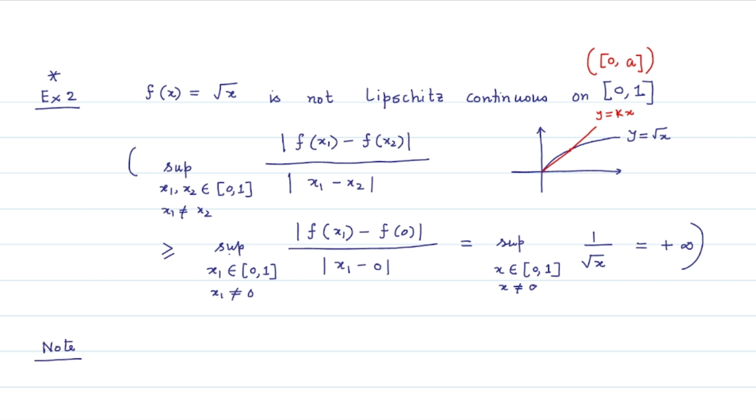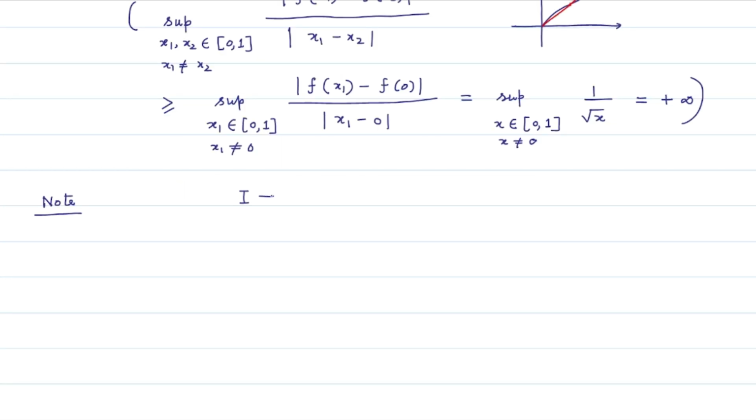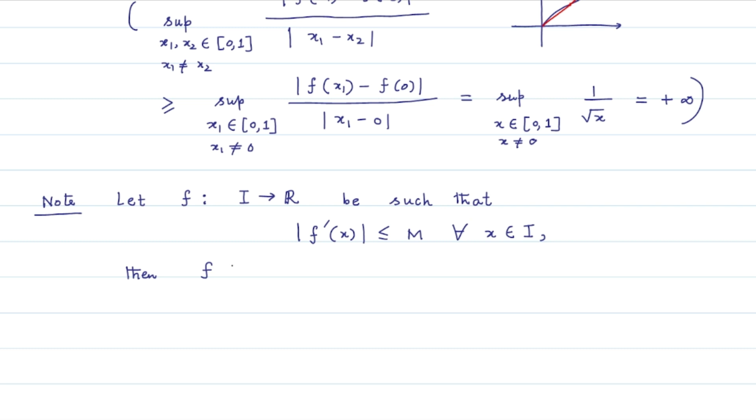Now we see that Lipschitz continuity of a function of one variable is broadly related to whether the supremum is a finite and definite quantity or not. Now if we have a function of one variable that is differentiable on an interval, say capital I, such that the derivative values are bounded by some constant, say capital M, then the function f must be a Lipschitz continuous function on the given interval capital I.